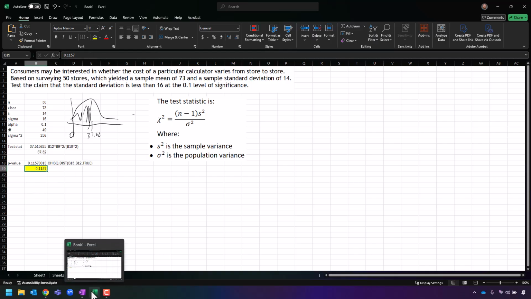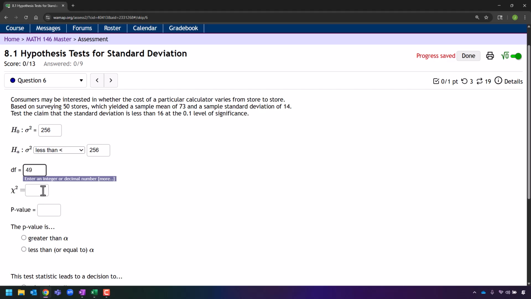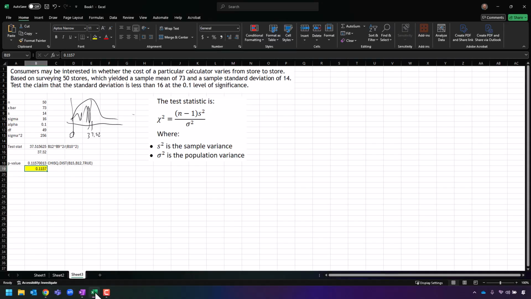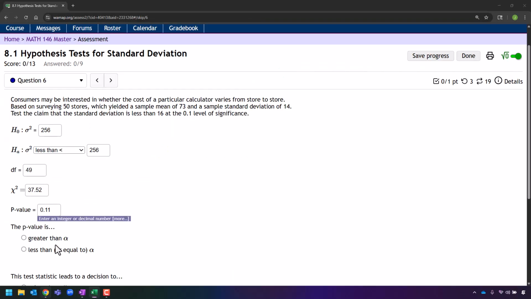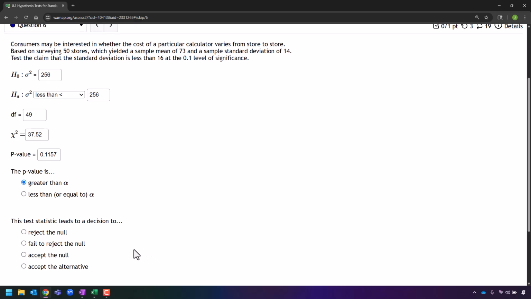So the test statistic, p-value, I can't remember what it was, 1157. And then we make a comparison. Our p-value happens to be greater than alpha. The test statistic leads us to, remember, we reject if our p-value is less than, so we fail to reject. These other ones we never really use. Those are there to trick you.